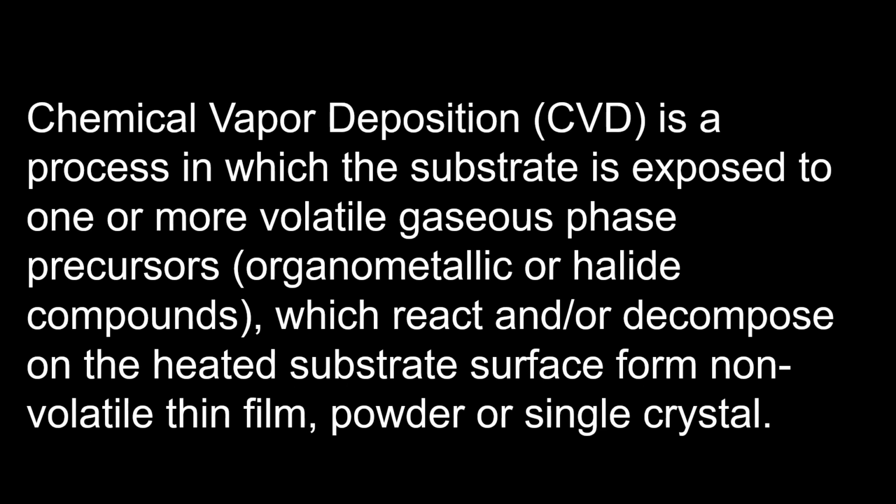So students, let's define the CVD process. The chemical vapor deposition process is a process in which a substrate is exposed to one or more volatile gaseous phase precursors which react and decompose on the heated substrate surface to form a non-volatile thin film, powder or single crystals.